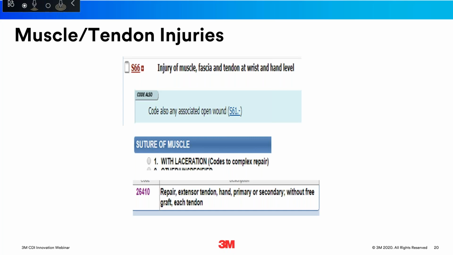Keep in mind, just because it's lacerated and the wound is repaired doesn't mean the muscle or tendon is repaired. A lot of times the ED physicians will suture the skin and then send them to a specialist to have the muscle or the tendon repaired. If they do repair the muscle in the ED, that's going to code to a complex wound repair. If they repair a tendon, it's going to actually have its own musculoskeletal system code. In this case, it would be a 26410 for the hand, and the extensor tendon, because the flexor would be different.